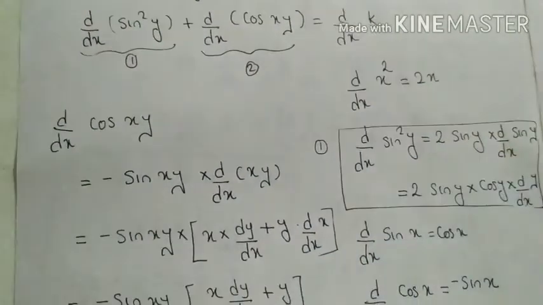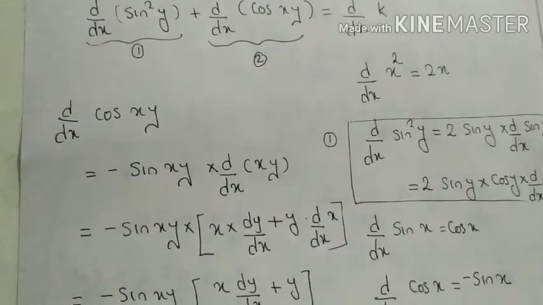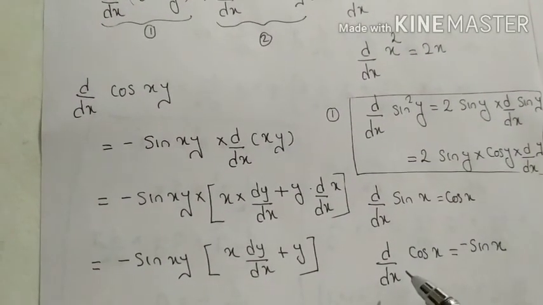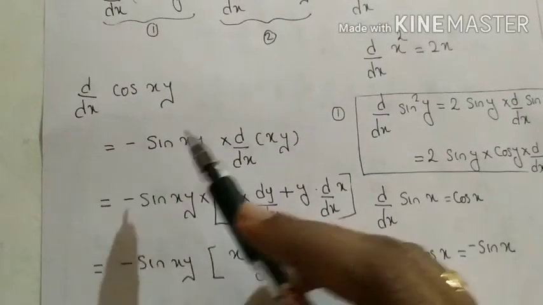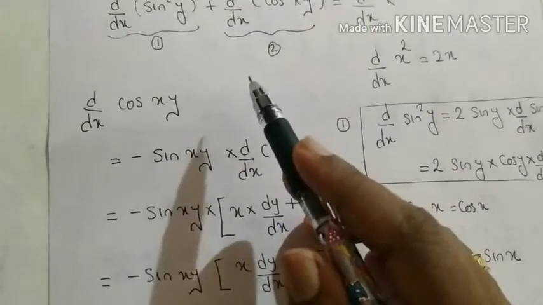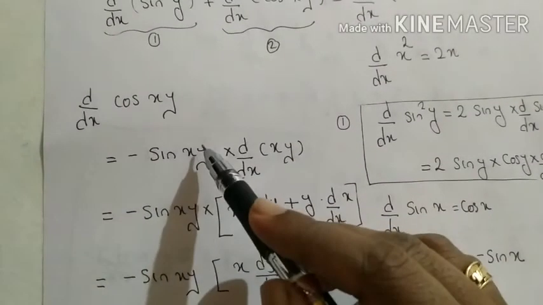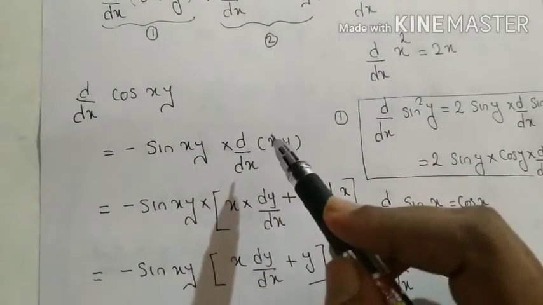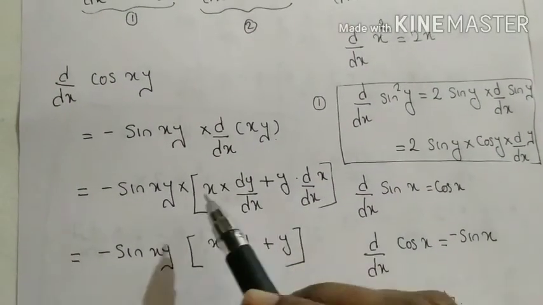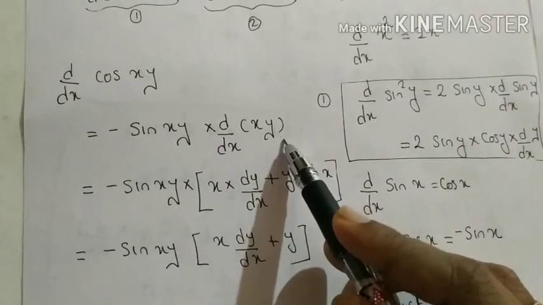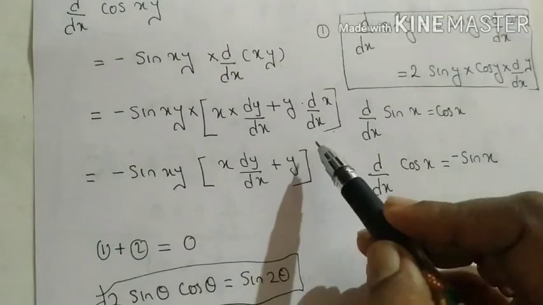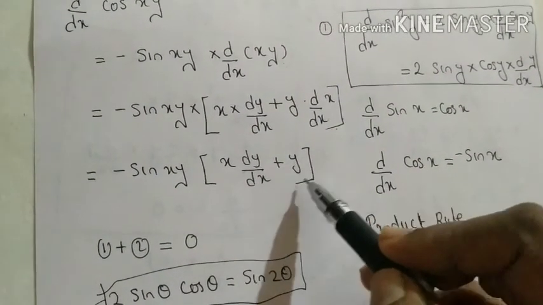Second term, we need to find the derivative of cos xy. The standard form of the derivative of cos x is minus sin x, so the derivative of cos xy becomes minus sin xy. xy is another function. Using the chain rule we need to find the derivative of xy. Using the product rule we get this derivative of xy. And the derivative of x is 1, so y into 1 is equal to y. So I write y here.